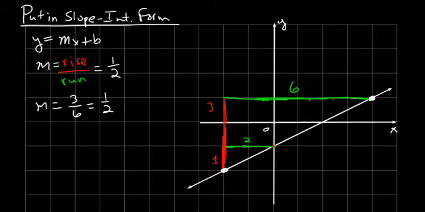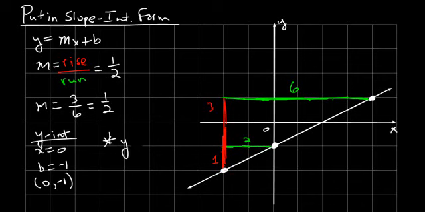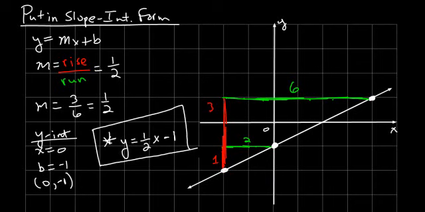Now we need to figure out what b is. b is the y-intercept, so that's when x is 0. Right here, when x is 0, b is -1. So my y-intercept is (0, -1). So my slope-intercept form is y equals 1/2 x plus b, and b is -1, so y equals 1/2 x minus 1. That would be the slope-intercept form for this one.